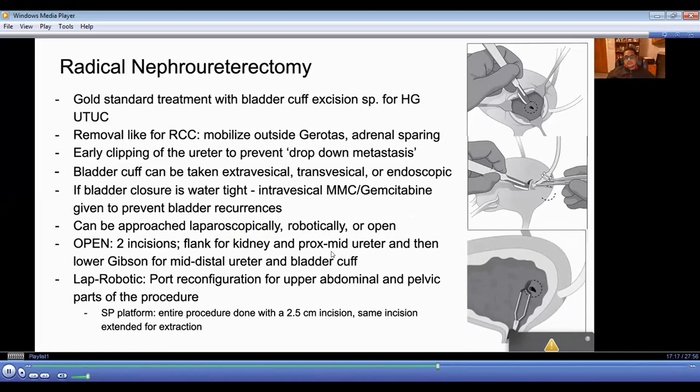If you have a watertight bladder closure, then an intravesical chemotherapeutic agent is recommended to prevent recurrence, and we'll talk about that in a second.